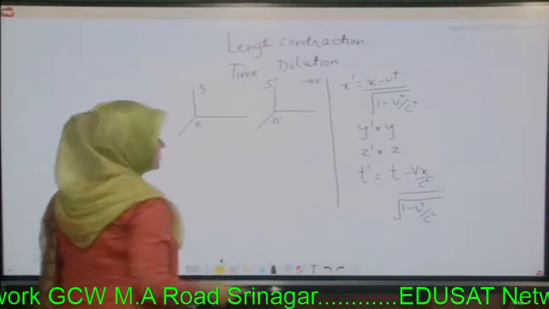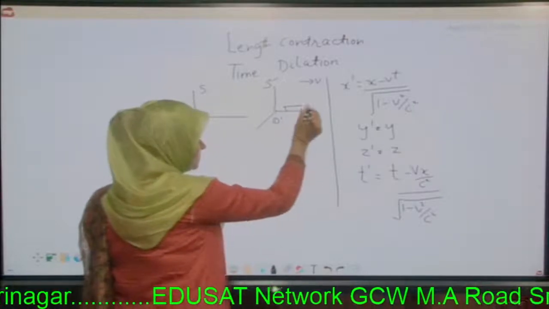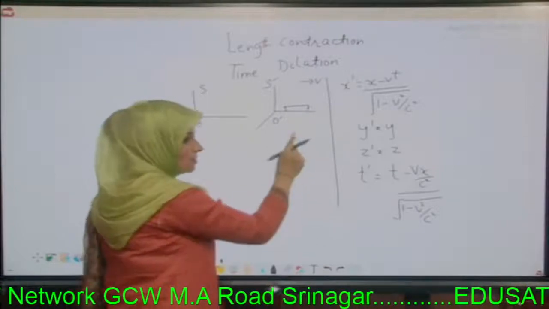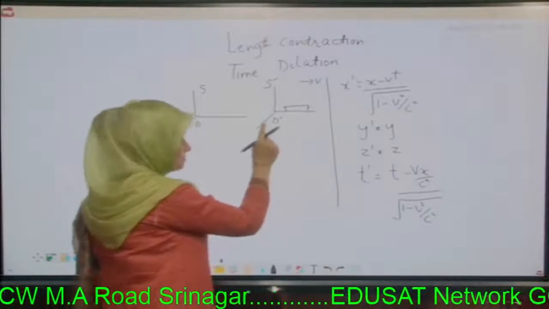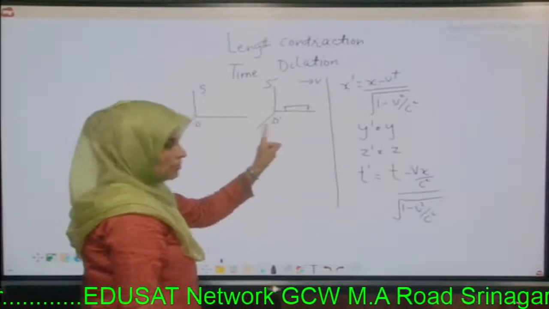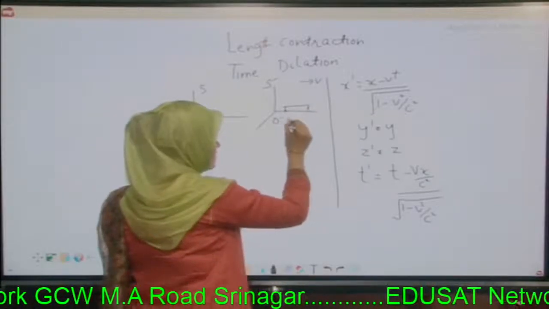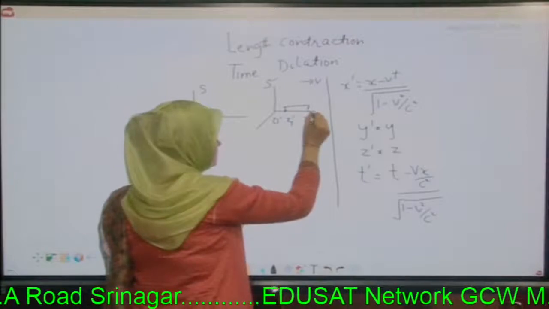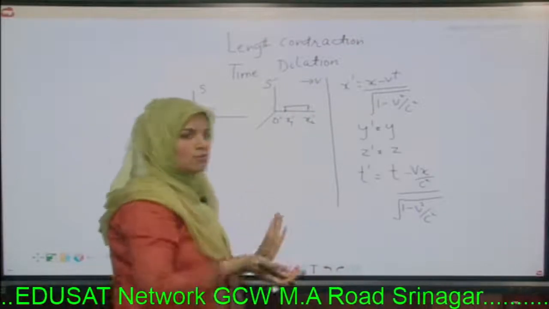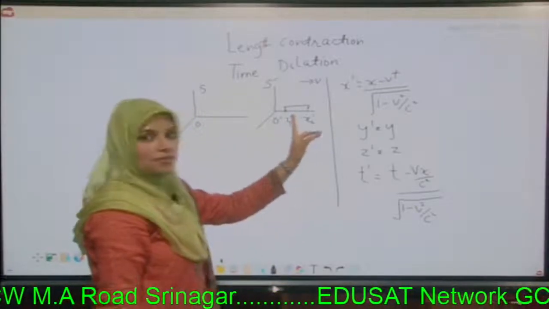So let us choose a rod and I place it directly on the x-axis of this moving reference frame. I intend to measure the length of the rod from the perspective of observer O prime and observer O. From the perspective of observer O prime, the coordinates of the rod are x1 prime and x2 prime. And because I have placed the rod on the x-axis, the rod is also moving with the reference frame, so there is no relative motion between the object and the frame of reference.